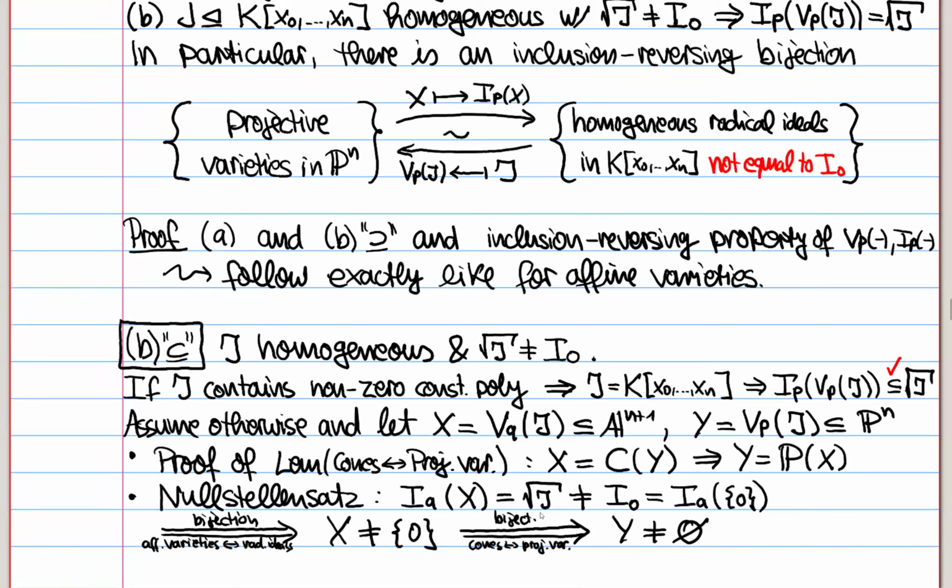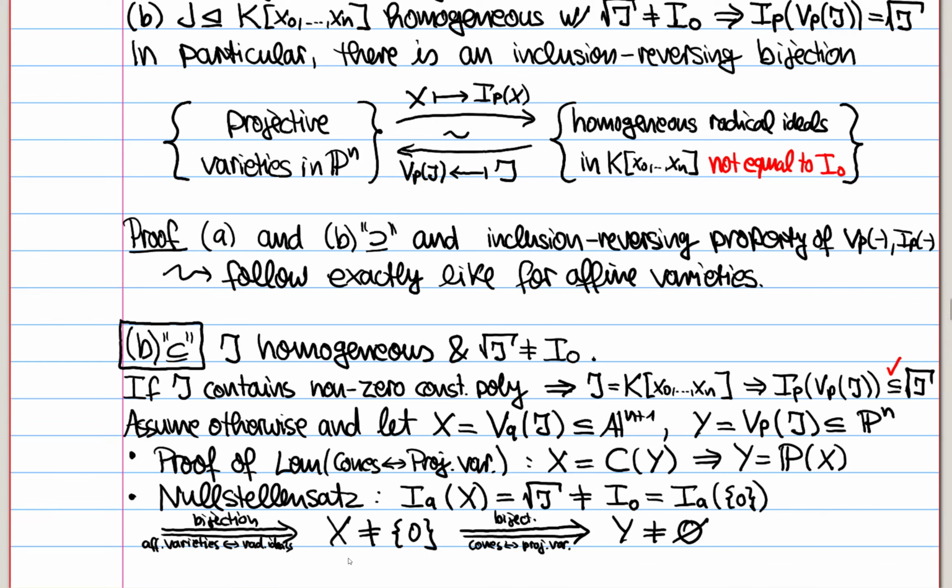Then we see the ideal of the vanishing locus of J is the radical of J. By assumption, this is not equal to I0, and I0 is the vanishing ideal of the zero locus. That's exactly the maximal ideal corresponding to the single point. So we have seen the ideal of X is not equal to the ideal of 0. And because taking the vanishing ideal is a bijection between affine varieties and radical ideals, it means that X is not equal to the empty set, and not equal to the set containing only the origin.